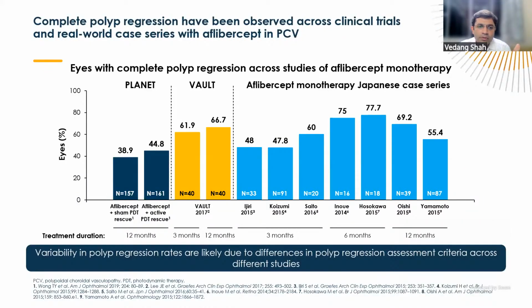The aflibercept monotherapy has also been highlighted in a large number of other studies, as shown here. To my understanding and knowledge, aflibercept is my primary choice of therapy in the initial stages. I usually go by the loading dose therapy and then treat and extend if required. However, if even after the third dose the patient doesn't show improvement or the disease continues to progress, then I also look into ICG to understand if there is something I'm missing.